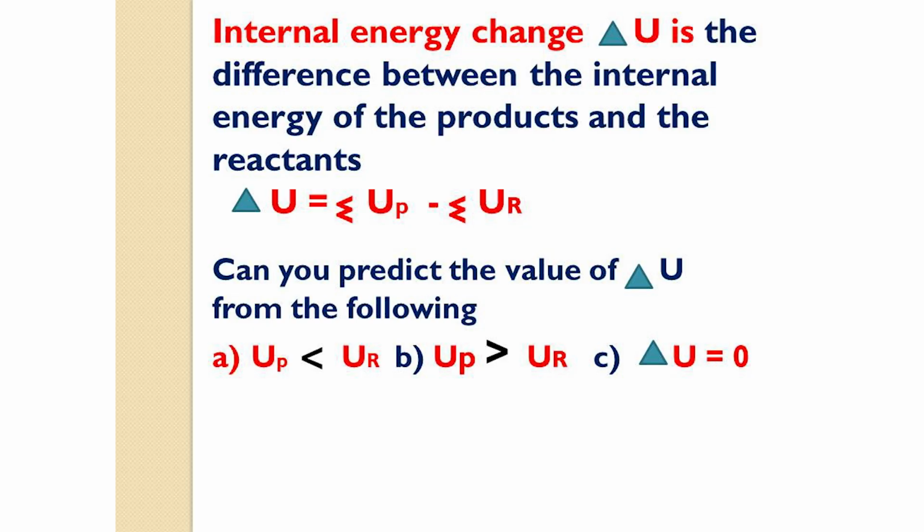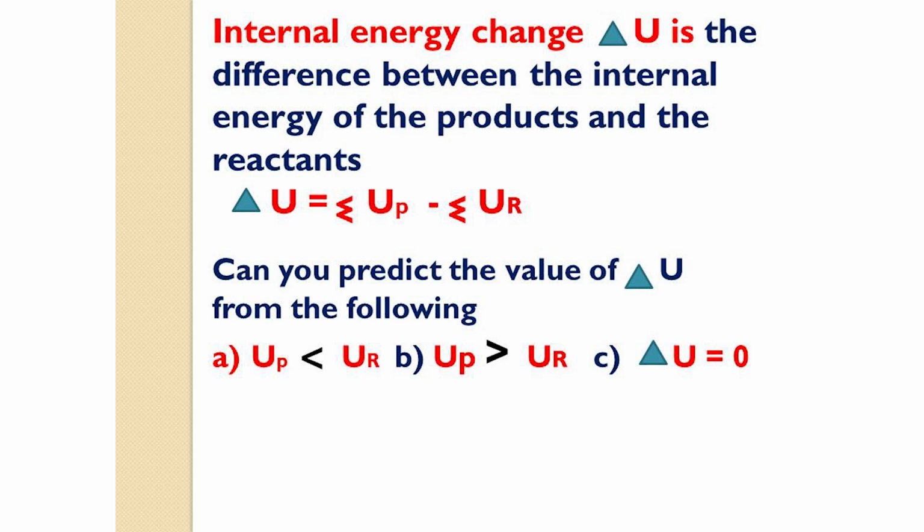Next we pass on to delta U. What is delta U? Change in internal energy. Can you define the change in internal energy? It is the difference between the internal energies of the product and the reactant. That is delta U equal to sigma UP minus sigma UR. Can you predict the value of delta U from the following? For a process involving evolution of energy, UP less than UR. Thus, delta U less than 0. That means change in internal energy equal to negative.